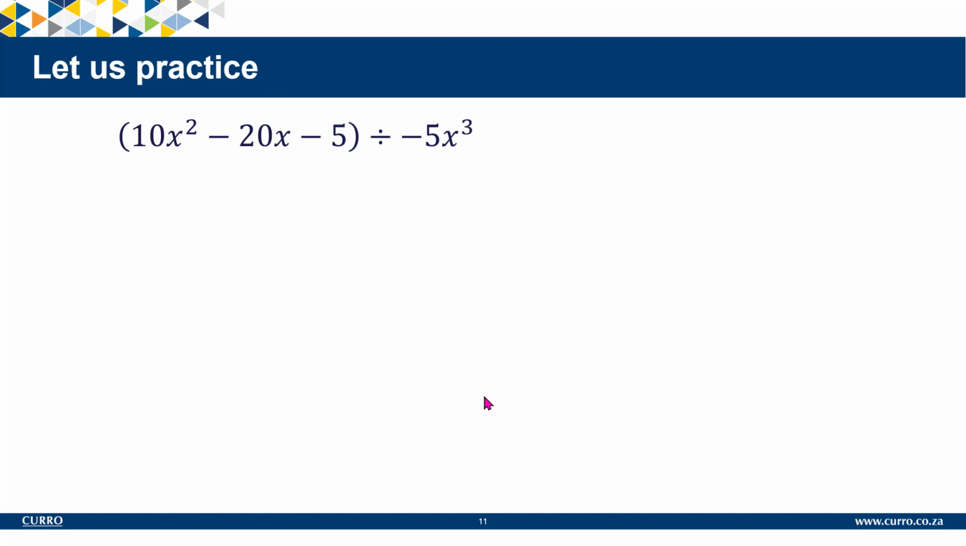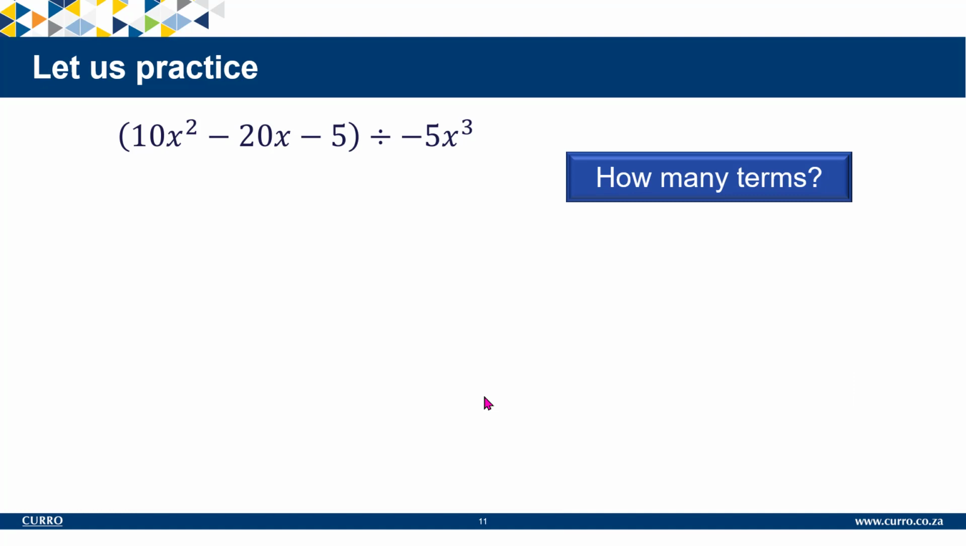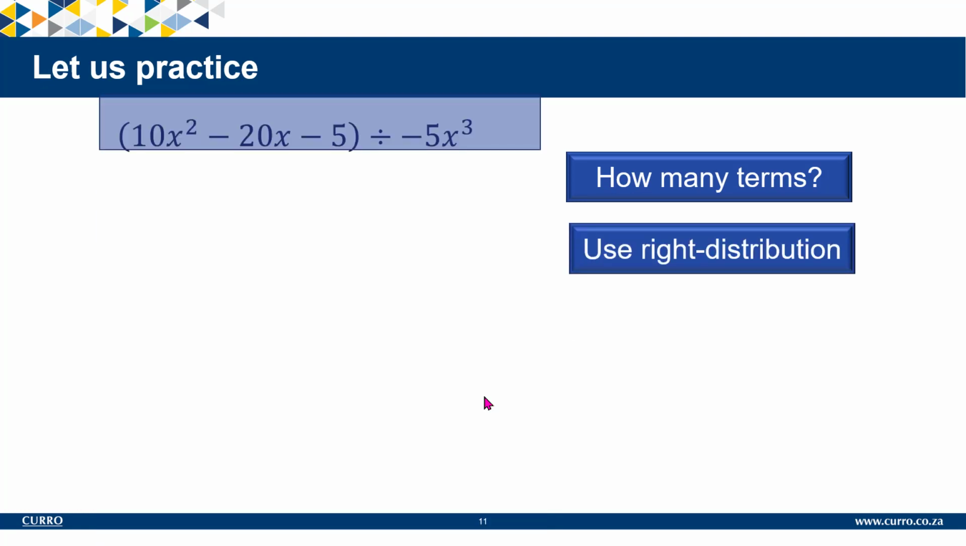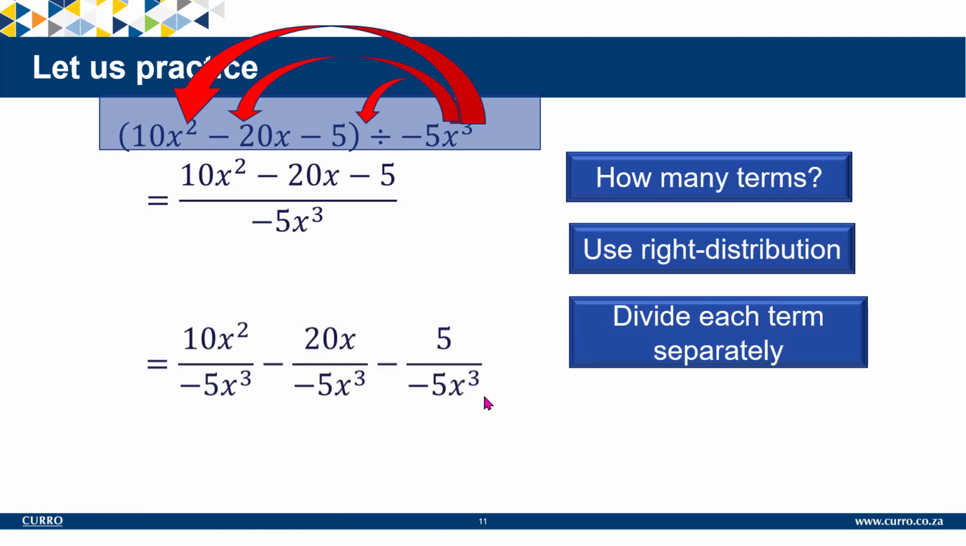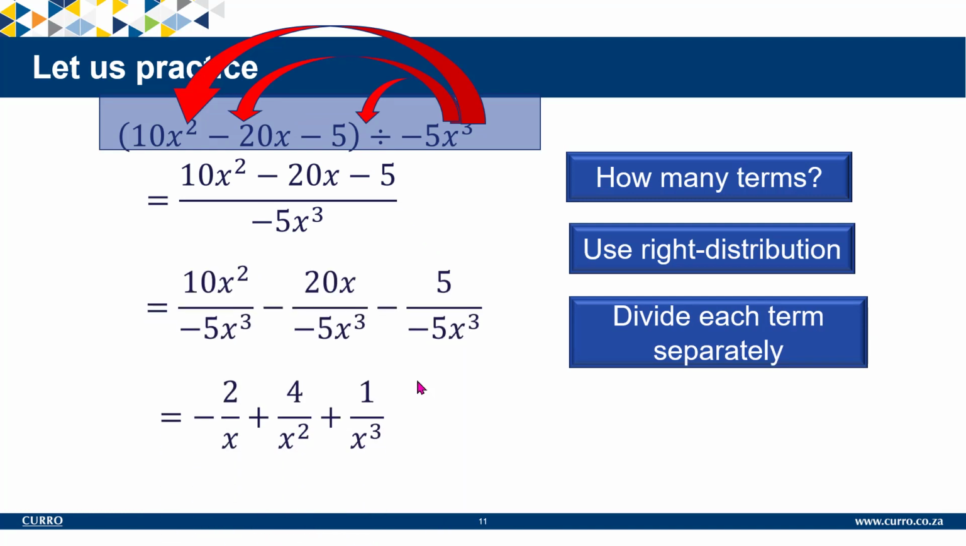Let's level up. How's this one even trickier than the previous one? How many terms? Still 1 term. Right, we'll do right distribution. Let's see. Now we've got 3 times that we have to do this again. And I see how this one is trickier than the previous one, because now we've got x cubed at the bottom.